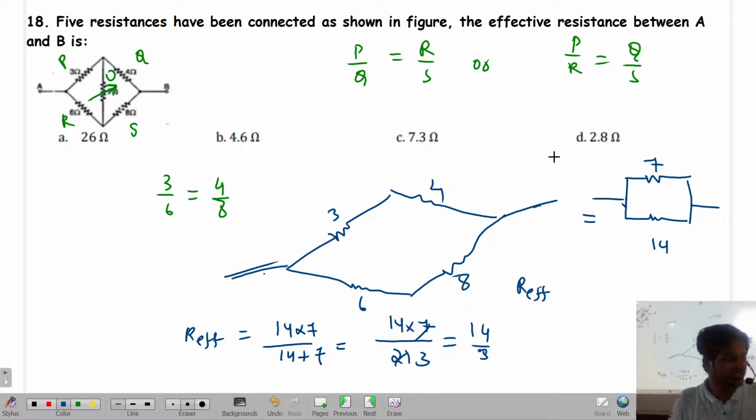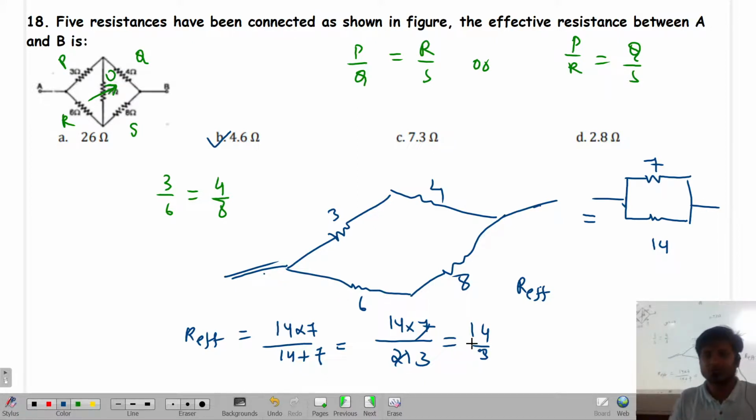So option D, I think it is correct. Means check. Option D is correct? Option B it is coming. 3 4s are 12, sorry. Option B is correct. Correct, teacher.